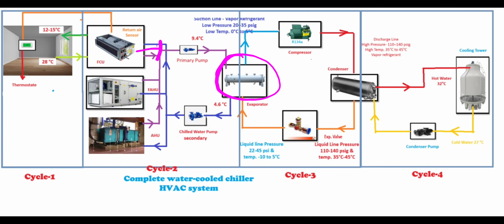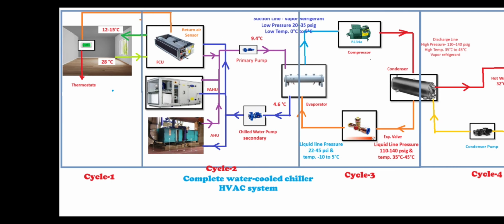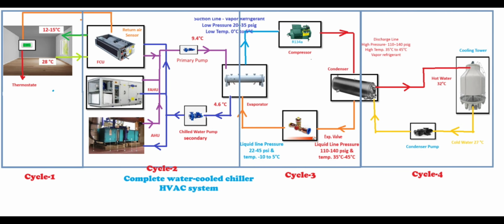There are two pumps used. One is the secondary pump, which takes water from the evaporator and sends it to the building. The second pump is the primary pump. What does the primary pump do? It takes water from the building and gives it to the evaporator. So this cycle keeps rotating by these two pumps. So what is happening here now?